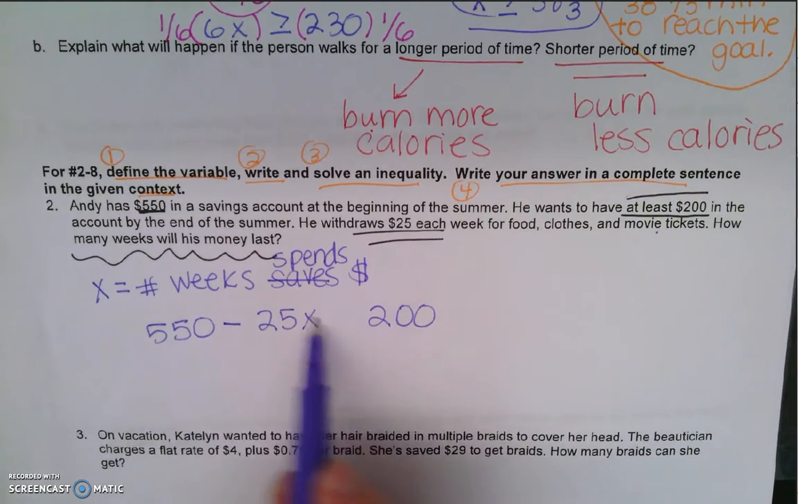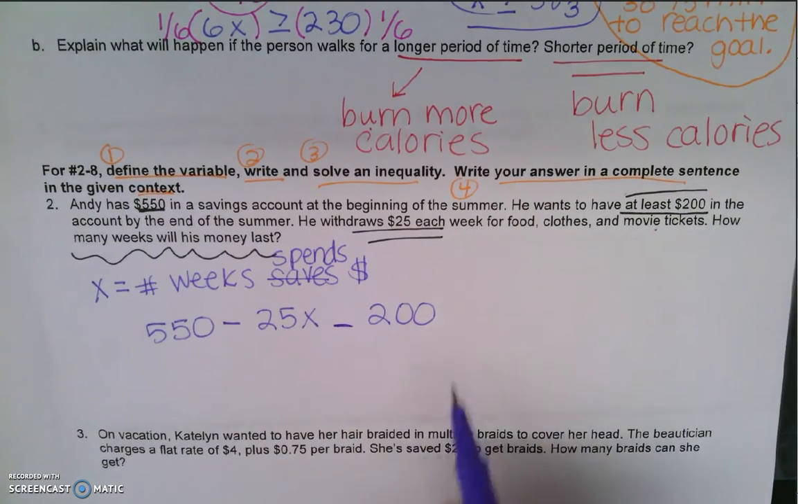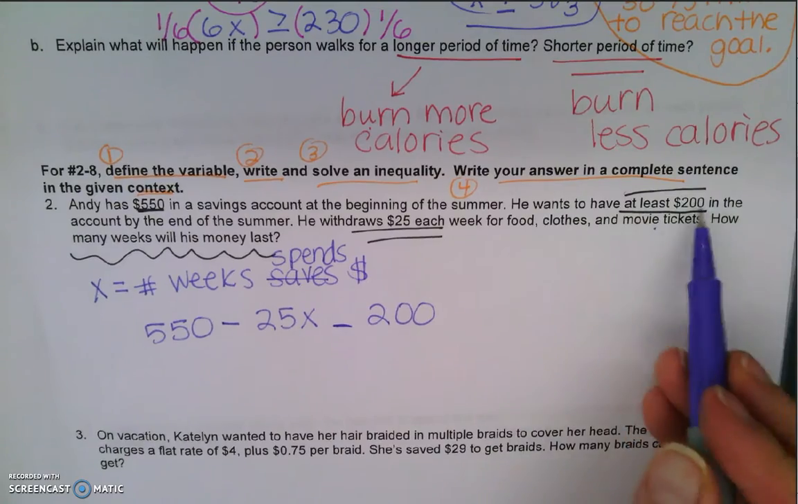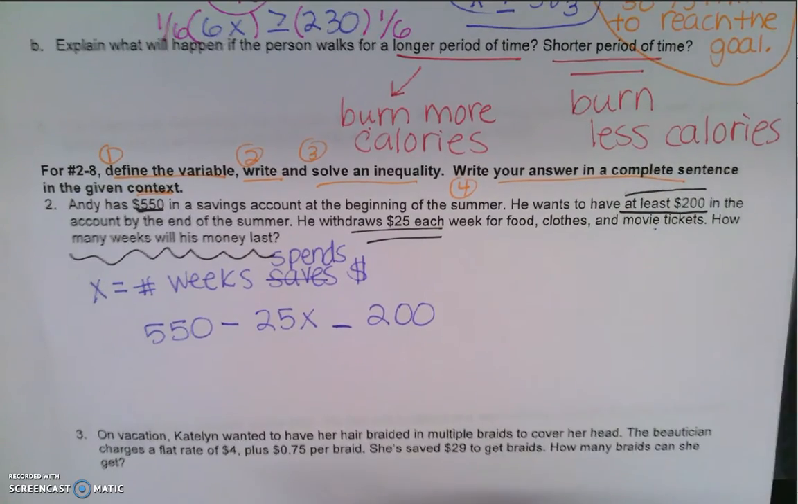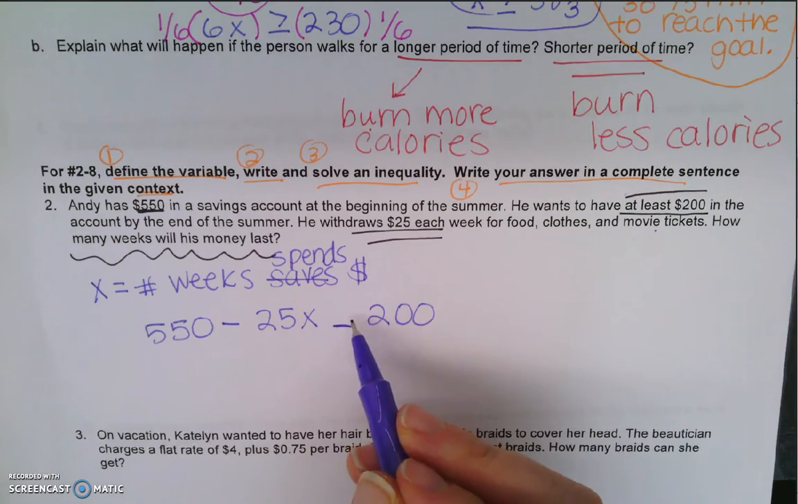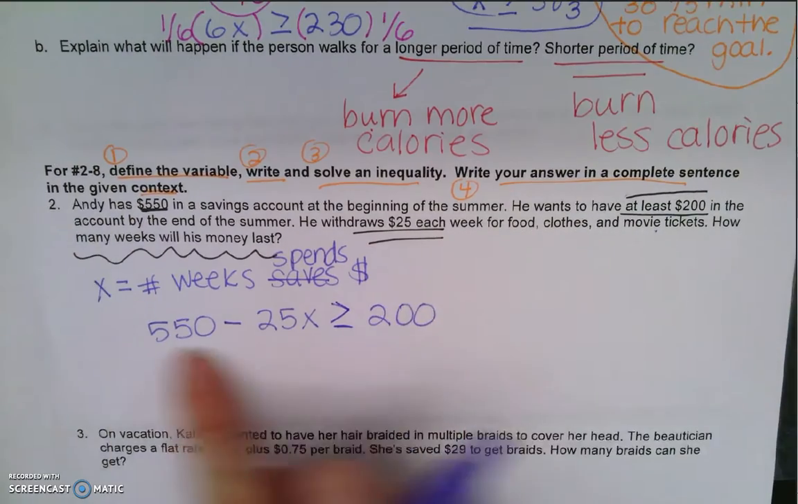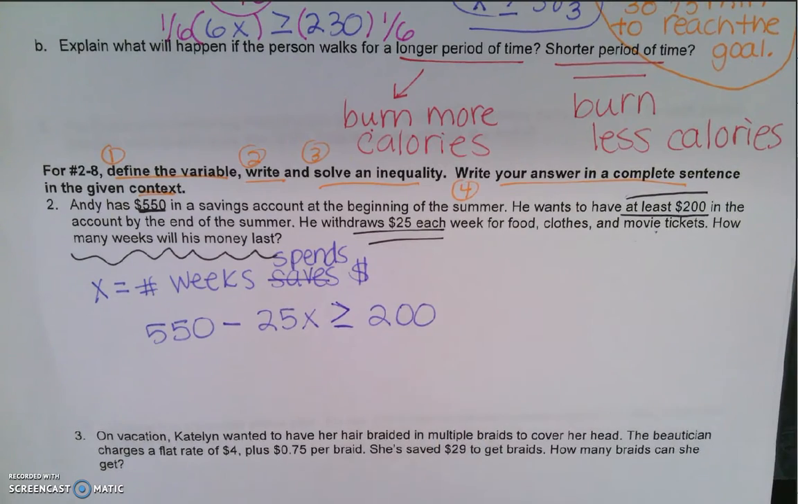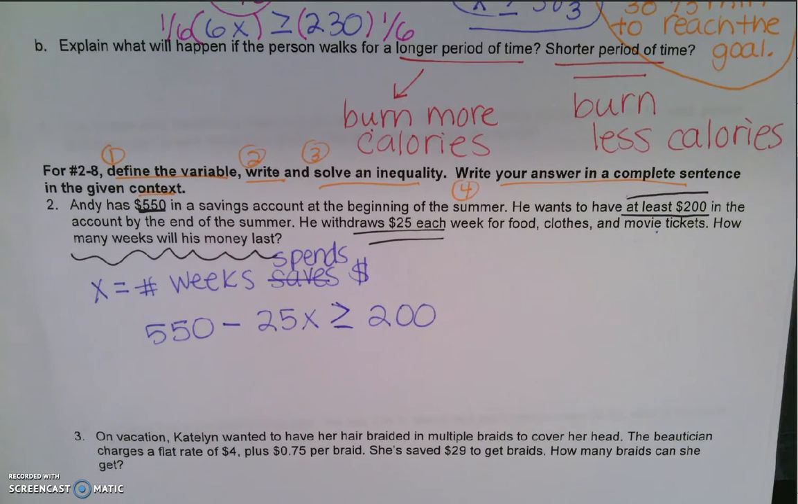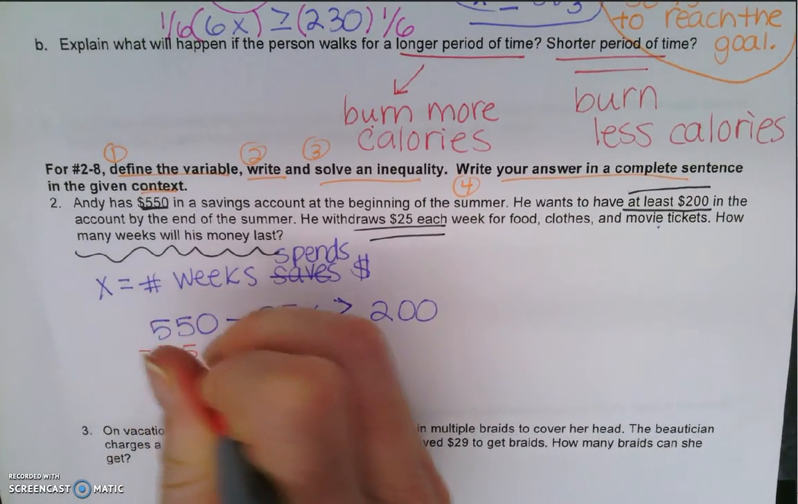So this amount here, whatever number we get, could be equal to $200 because at least $200 is at least $200. Could this amount be less than? No. Could this amount be greater than? Yes. So we have this wonderful inequality that we're going to go ahead and solve. First step is we need to isolate our variable. So what should we do to both sides? That's right, subtract $550.